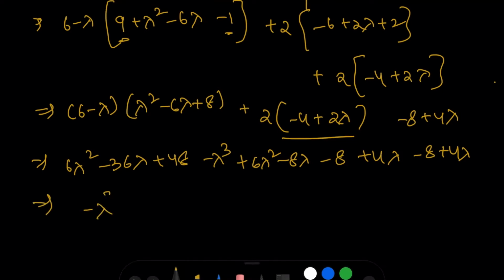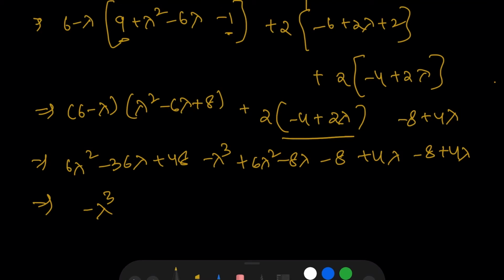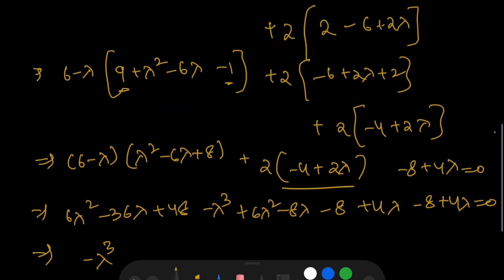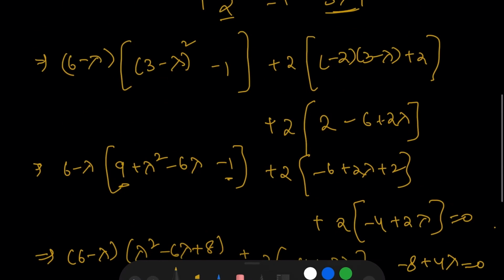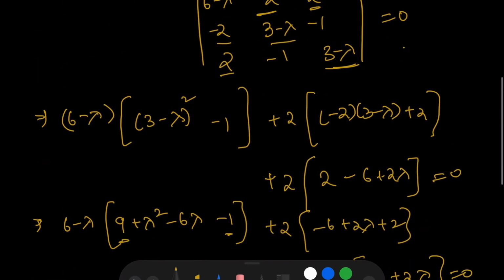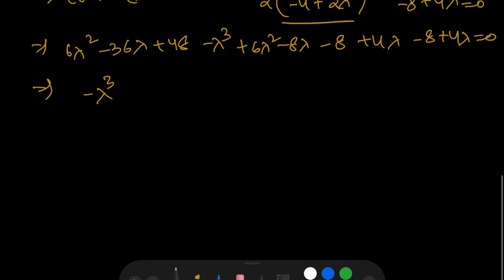So firstly with the lambda cube, in this equation we only have a single lambda cube. I'm sorry, I forgot to equate this to 0, but here everything is equated to 0, right? Now lambda square. Here we have lambda square, so 6 lambda square plus 6 lambda square is 12 lambda square. Now lambda terms: minus 36 lambda minus 8 lambda, so that is equal to minus 44 lambda, plus 4 lambda.